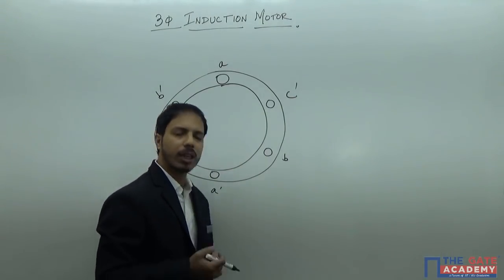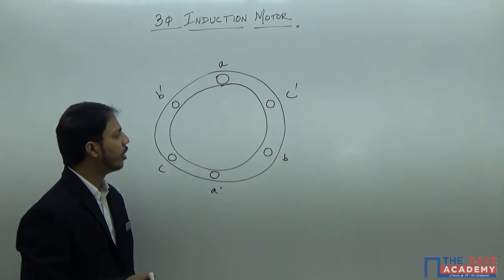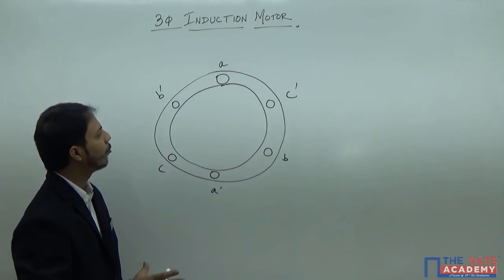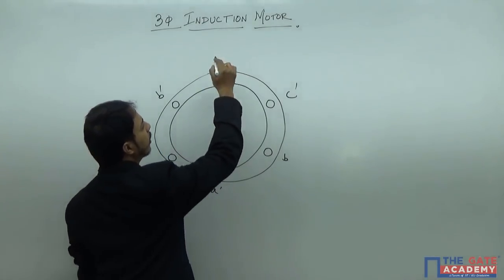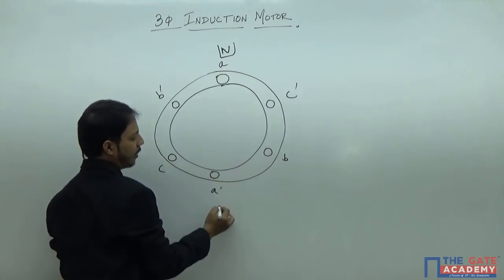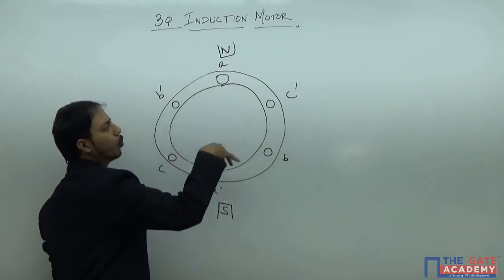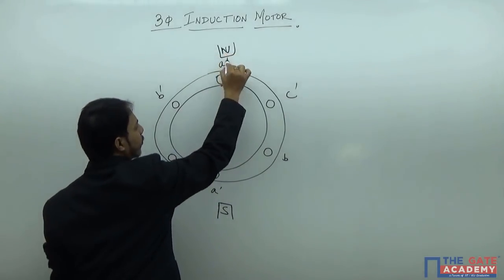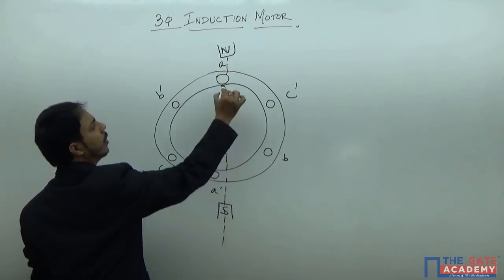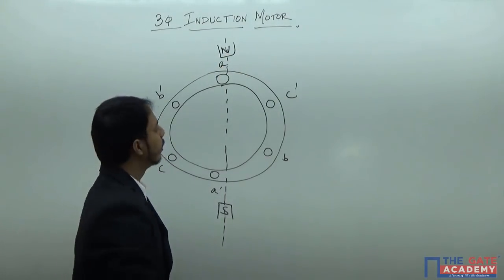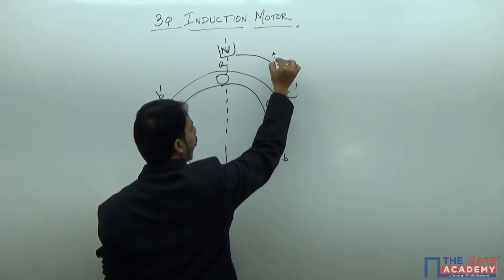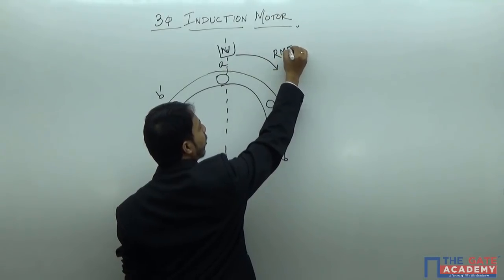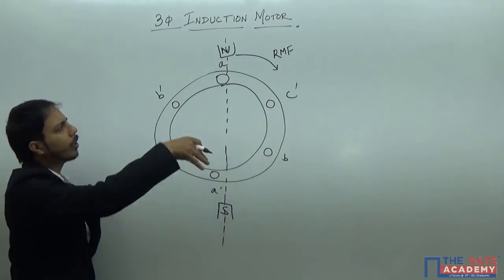In my earlier lectures, I've also explained how this rotating magnetic field is produced, so I do not want to concentrate on that right now. I will assume that I have a field, something like a North Pole and a South Pole. This is a two-pole winding. I'm assuming that I have a North Pole and South Pole, and let us say this is rotating clockwise. This is my direction of rotational magnetic field.